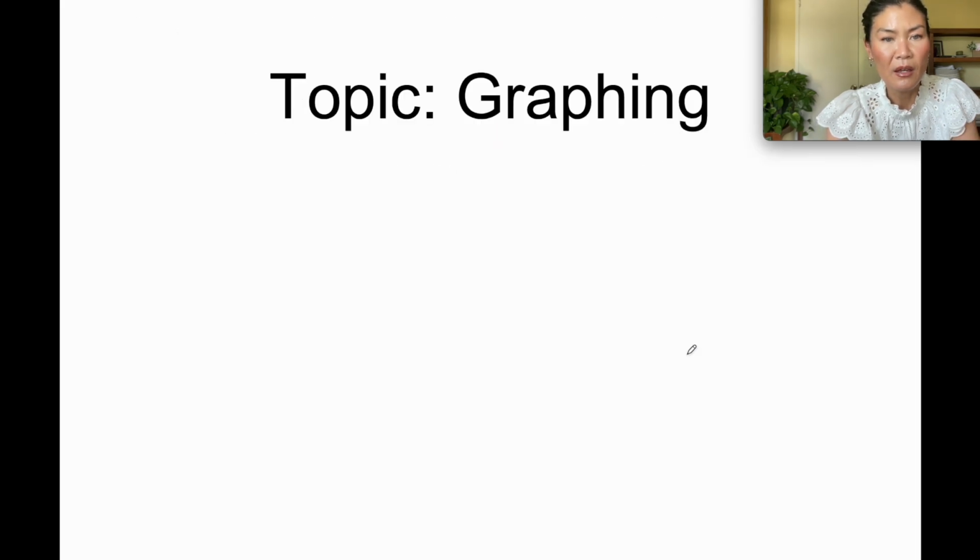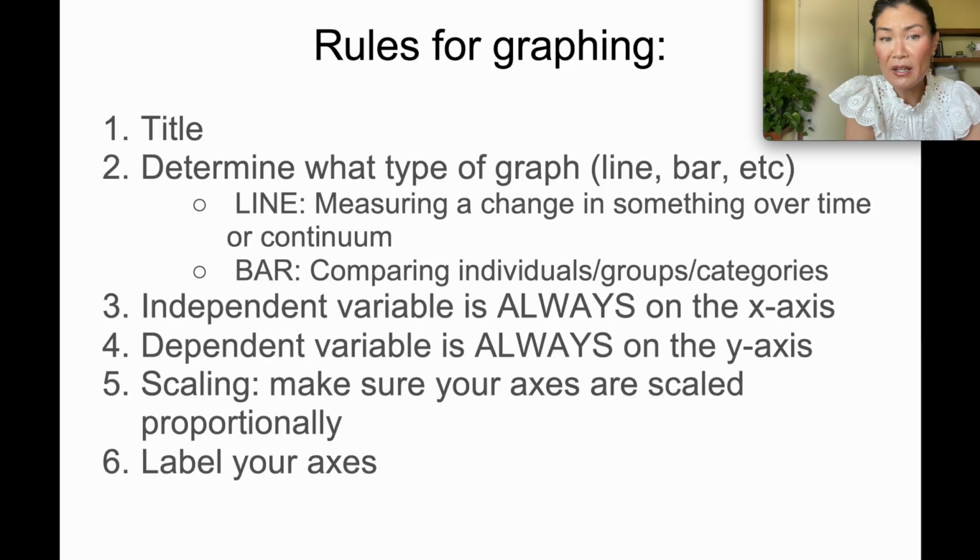Okay. Next topic is graphing. And here are some of the rules of graphing. You need to have a title, and then you need to determine what type of graph you're going to make, either a line graph or a bar graph. You're going to make a line graph if there's a change in something over time or a continuum. And then you're going to make a bar graph if you're comparing groups or categories or individuals. And when you graph, the independent variable is always on the x-axis, whereas the dependent variable is always going to be on the y-axis. And then when you scale these axes, make sure that they're scaled proportionally.